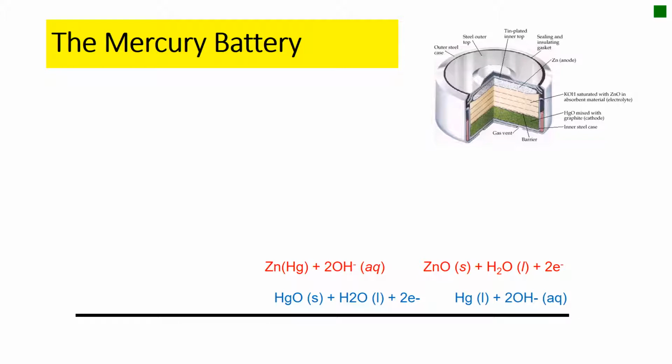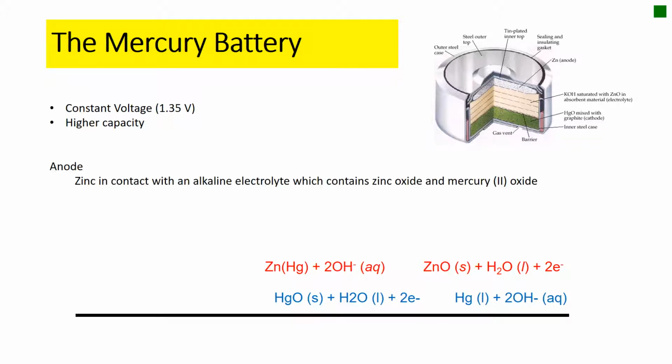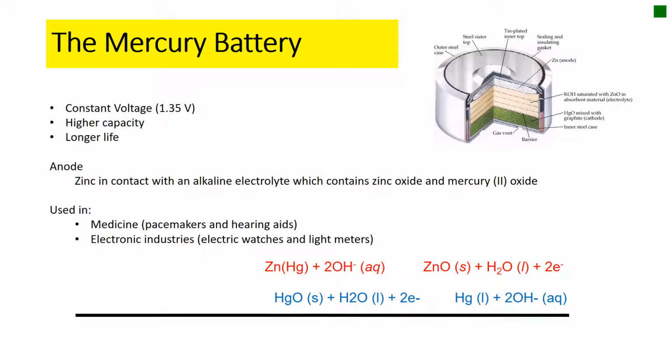The mercury battery. It has a constant voltage of 1.35 volts. It has a higher capacity. The anode is zinc in contact with an alkaline electrolyte, which contains zinc oxide and mercury(II) oxide. It is used in medicine, such as pacemakers and hearing aids, and in the electric and electronic industries, such as electric watches and light meters.